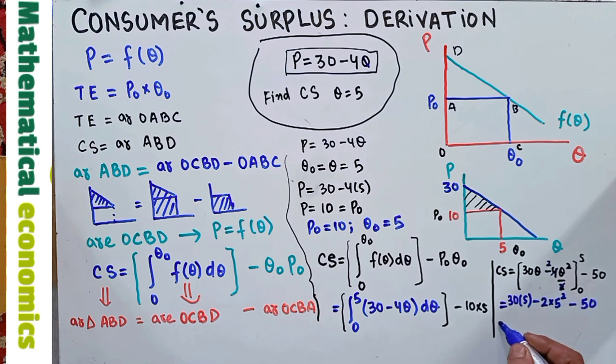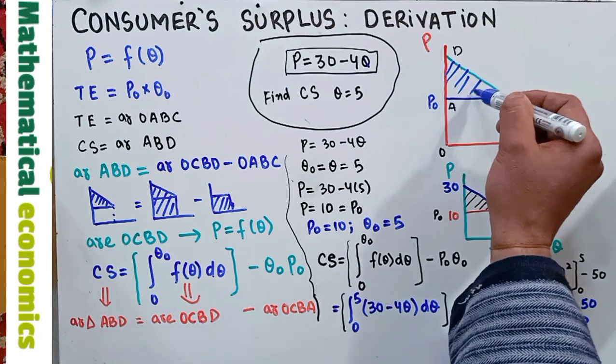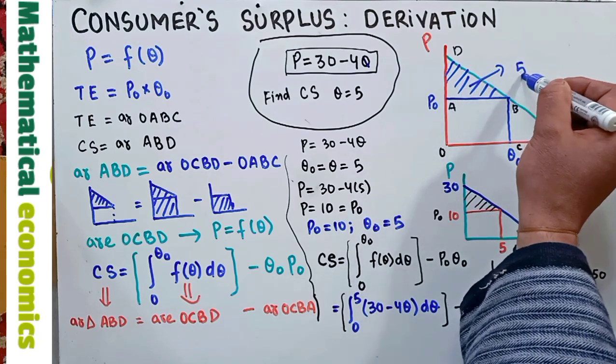Okay, solving this, 3 5s are 15, so we get 150, minus 5 square is 25, into 2 is 50. To this we subtract again this 50. That means our consumer surplus will come out to be 150 minus 100, which comes out to be 50. Okay, that means the area of this very region comes out to be 50.